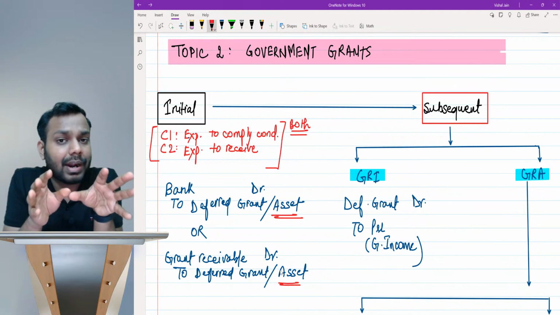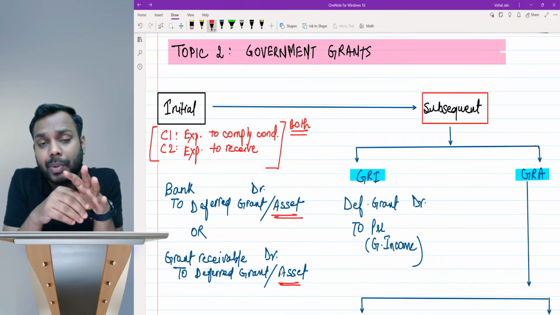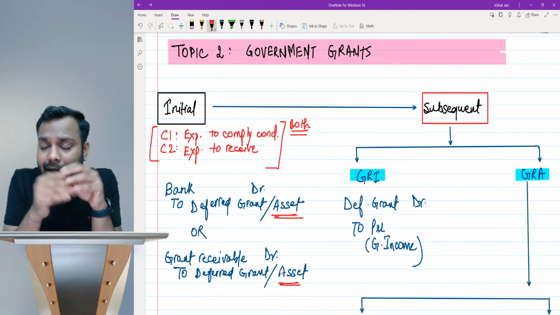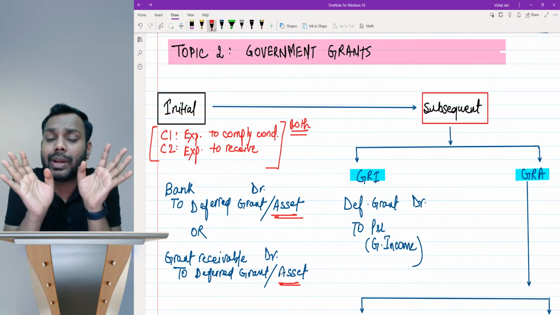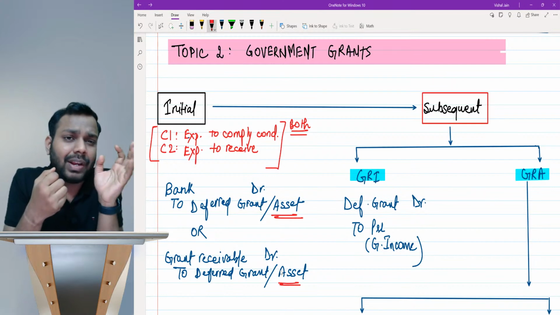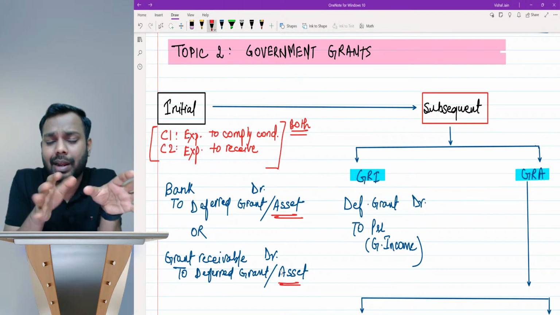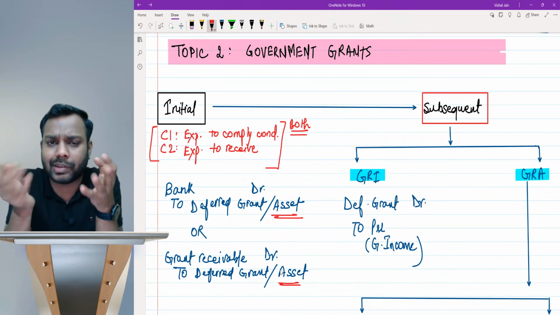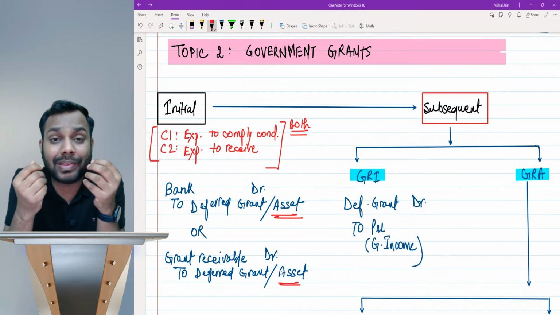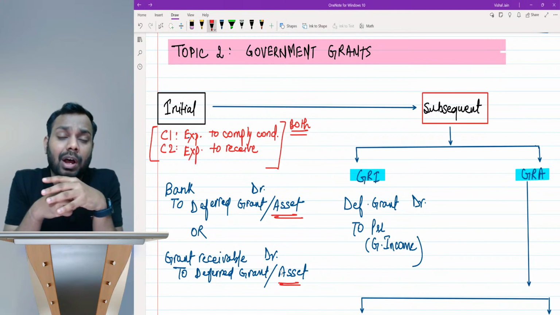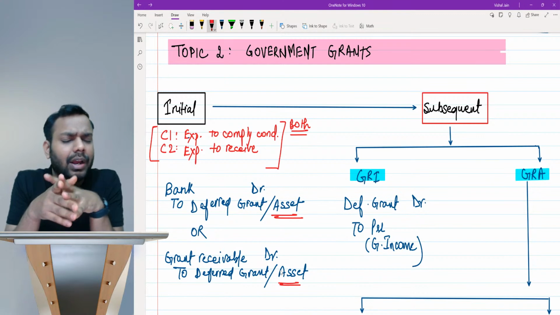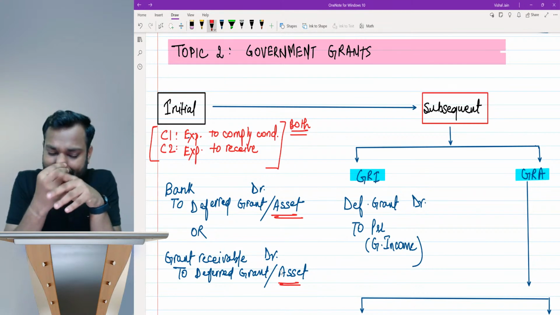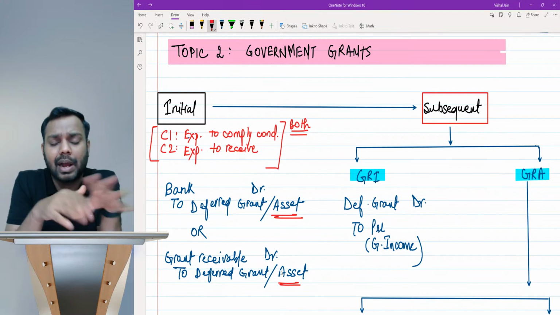Grants related to income may be for day-to-day activities, for research, or for any other activities. It might be given for the benefit of customers, for the benefit of normal citizens of the country, or for free services to the citizens of the country, for any other purpose. Now, this is the initial accounting treatment.